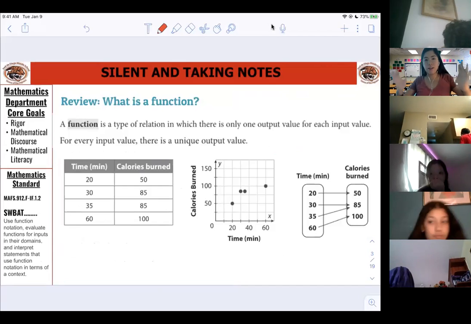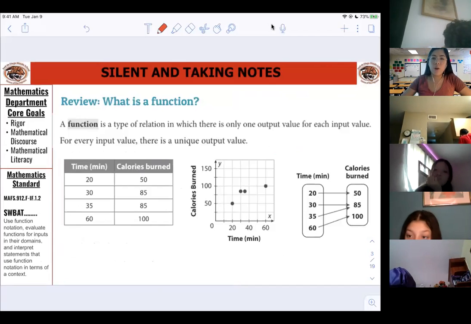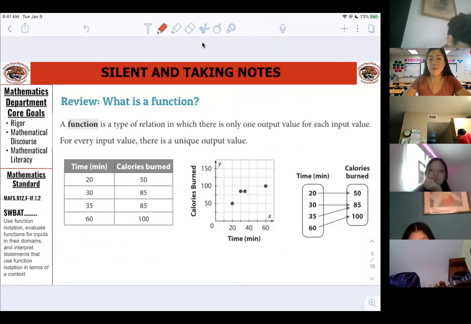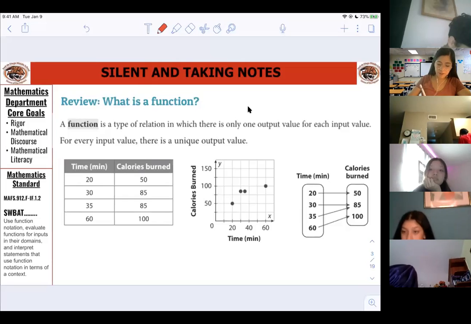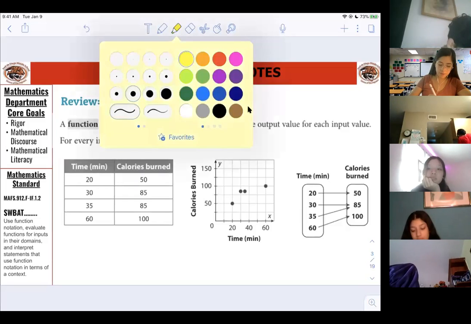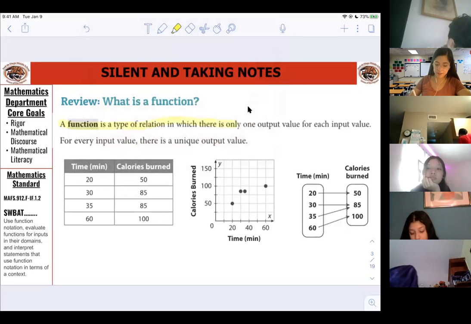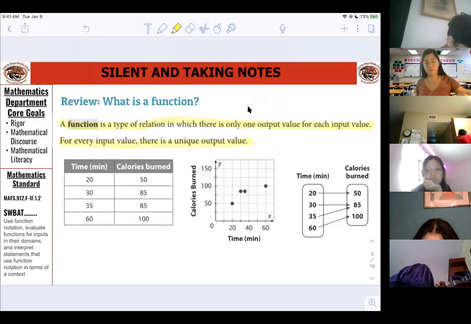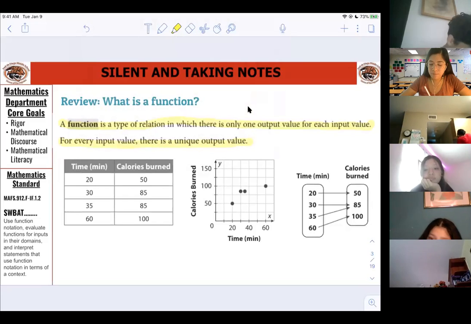All right, so here we are, class. For today, I'm going to tell you what you should write down and what you should not write down. But if you were absent on Thursday, I definitely need you to write down the definition of a function. Would anyone like to read this definition for us again? A function is a type of relation in which there is only one output value for each input value. For every input value, there is a unique output value.